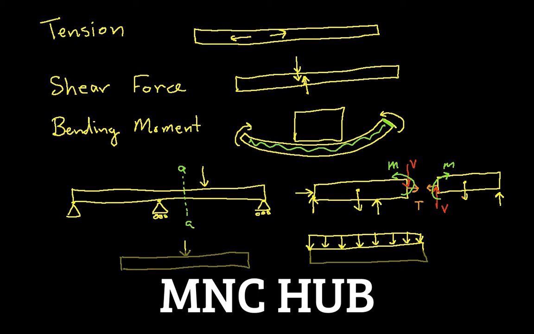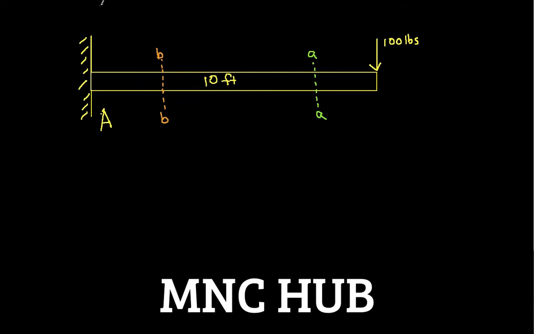And suppose we have a beam that looks like this. At point A, it's attached. It's got a fixed attachment to a wall, and it's 10 feet long. And out at the edge of the beam, I've got a 100-pound weight. This might be like holding a sign or something.